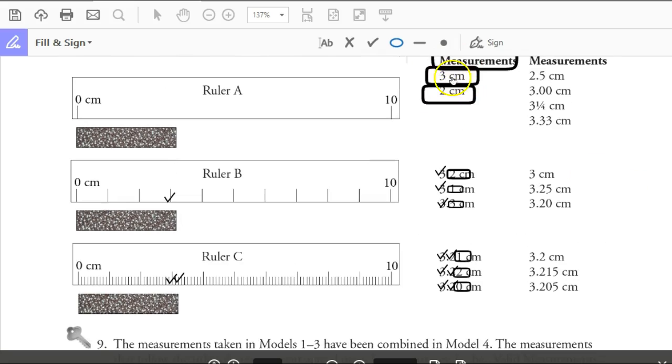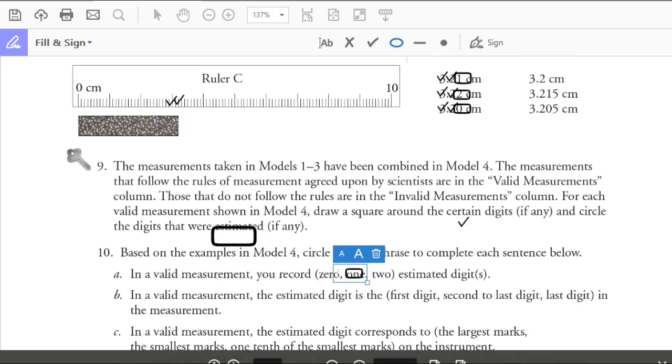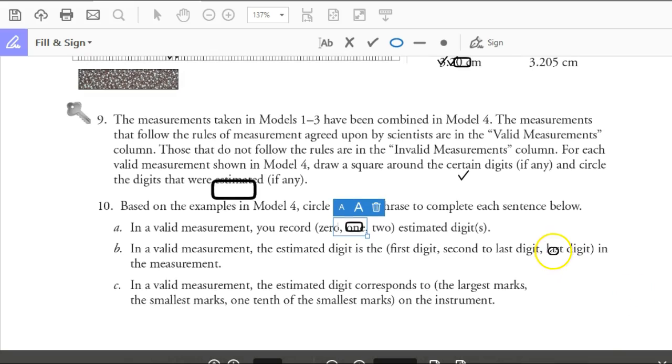So this one, there's only one digit, so it's first and last. This one, it's the last digit that's estimated. And in these, it's also the last digit that's estimated. So usually the one at the end is the one that's estimated. So it's going to be this one, the last digit.